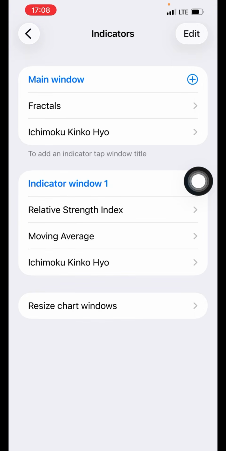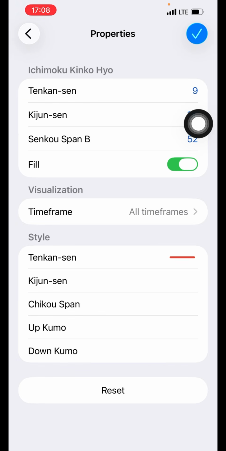Then next we have the Ichimoku. You click on the indicator in the one plus icon here again, and you search for your Ichimoku. Now for the properties, the Tenkan Sen is 9, Kijun Sen is 26, and Senkou Span B is 52. You fill it up. The time frame is all time frame.